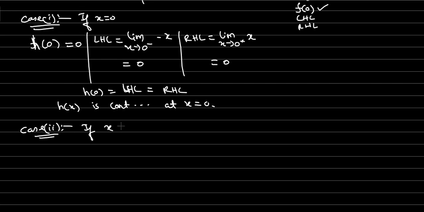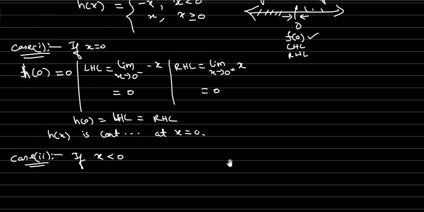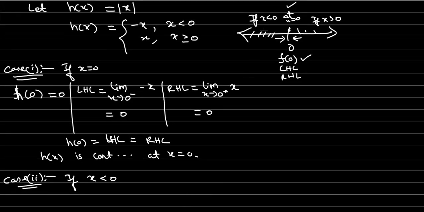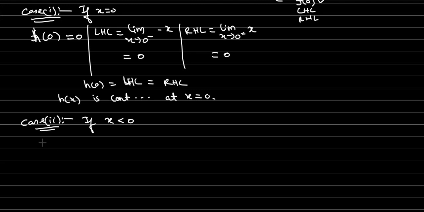If x is less than 0, that means the value lies in this particular interval. In this interval we have infinitely many real values, so I'm going to give them a common name. Let c be any real value, and at the same time the condition applies that c should be less than 0.